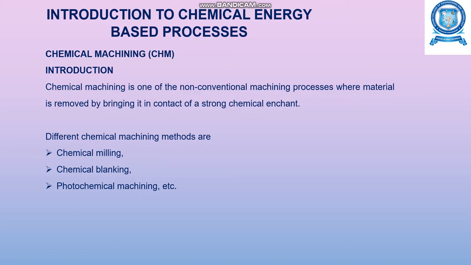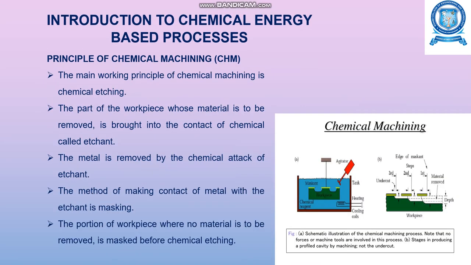Different chemical machining methods are chemical milling, chemical blanking, and photochemical machining, etc. The principle of chemical machining: the main working principle is chemical etching. You can see from this figure the schematic illustration of the chemical machining processes, in diagrams A and B shown in the figure.